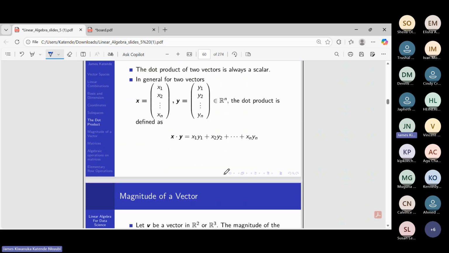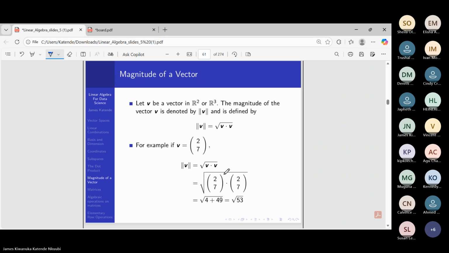So the next thing we'll look at is the magnitude of a vector. Magnitude is just the length. It's the length of a vector. We use these double bars on the side to denote the magnitude of a vector. So when you see those double bars on the side of a vector, it means the magnitude of the vector. The magnitude of a vector can be obtained as getting the square root of the dot product of the vector with itself.